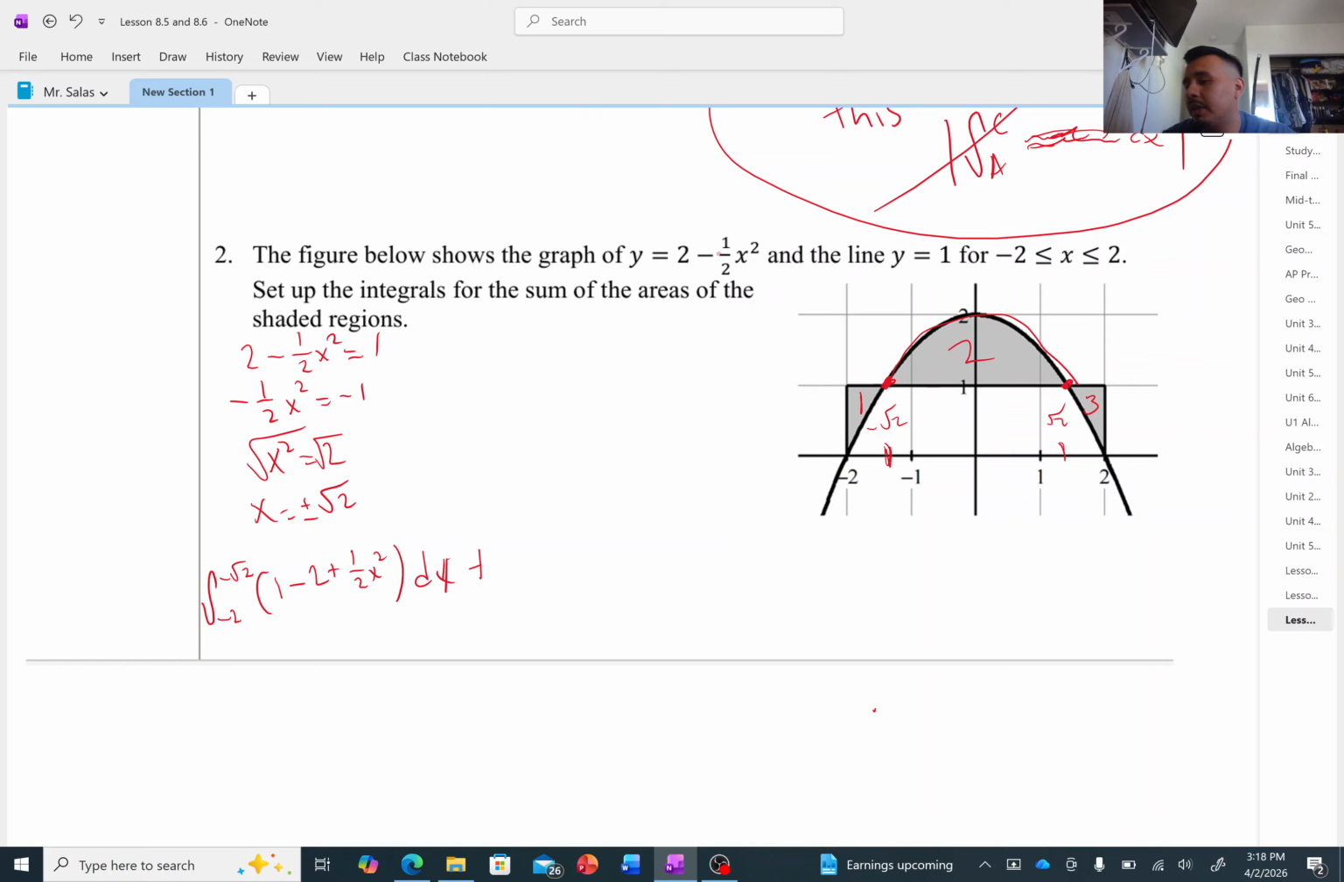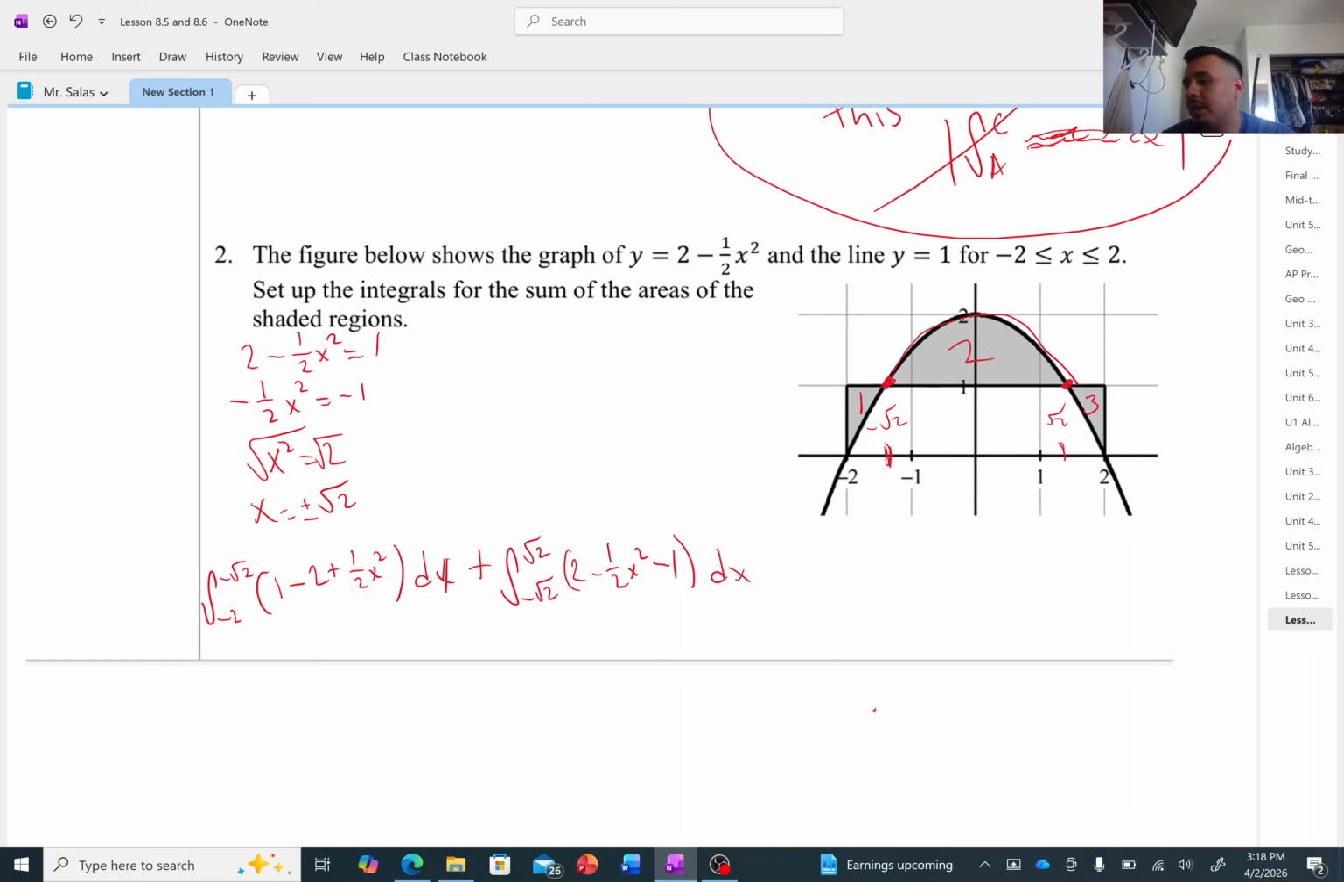My next integral is bounded between negative square root of 2, where we left off, to square root of 2. It goes from here all the way to here. And this is bounded by my parabola, so it's going to be 2 minus 1/2 x squared minus 1 dx.